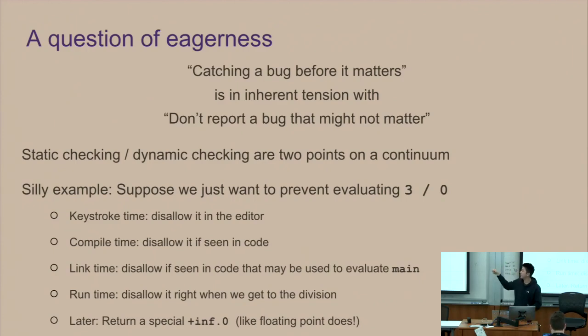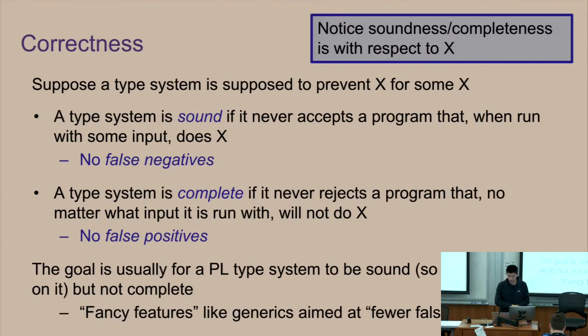You could also go to runtime, which is very similar to what Racket does: it only yells at you when you actually run that code. And what's even more interesting is that it can just never report any error. It can treat 3 divided by 0 as a special value, such as positive infinity. This is how C or C++ does it. So this is a very interesting question. It's about correctness. Let's talk about how a type system works with correctness.